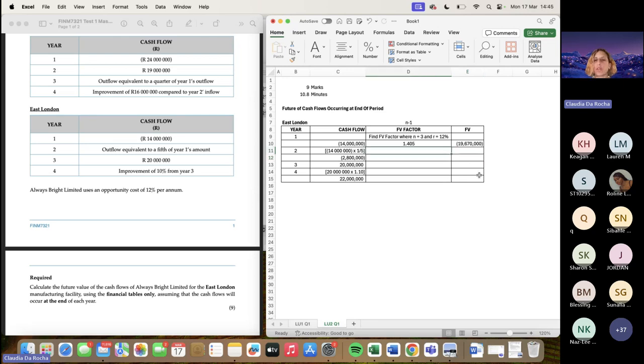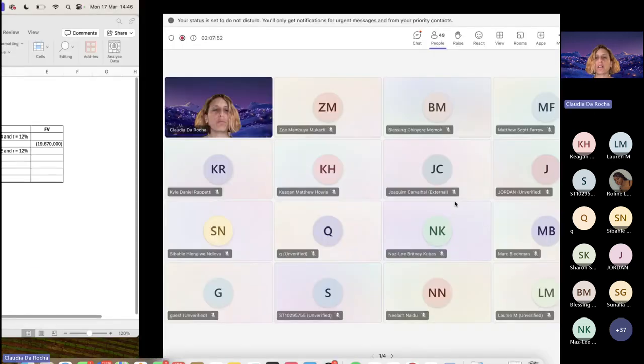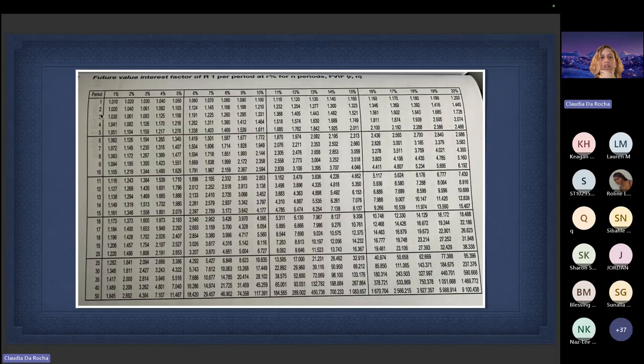Perfect. Now we go to year 2. Okay, so I need to find my future value factor when n is 2 and r is 12%. Where do I get the 2 from? Because I'm saying in year 2, the future will be in 2 years' time. And why is it 2 years' time? Because in year 2, I'm receiving the cash flow or paying the cash flow at the end of the year. Okay, so I need to go back to my table. I go to year 2. Go to 12% and I find 1.254.